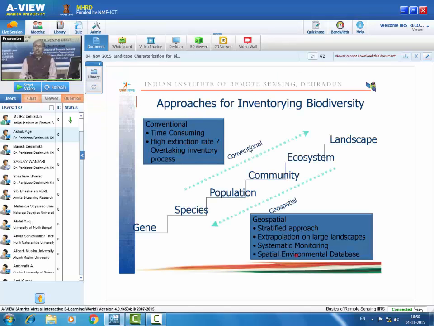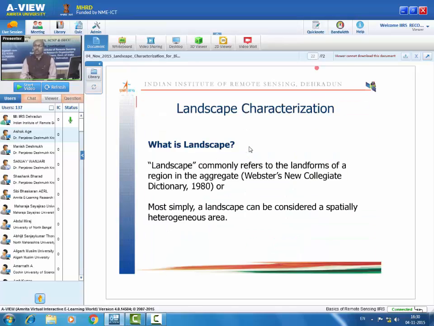Let me give you the advantages and disadvantages of surveying. Conventional methods take a lot of time. If you use remote sensing, you make a map at landscape level and you do the stratification. You know where to go, what kind of forest is there, and how to approach. All this information is readily available to you, and nowadays you have GPS, so you can easily go and find that out. So let us now come back to the landscape characterization.